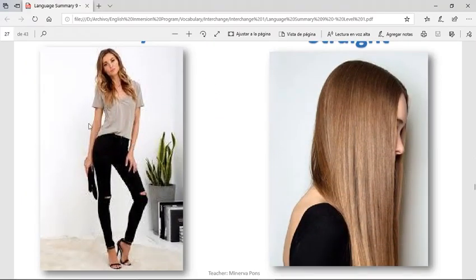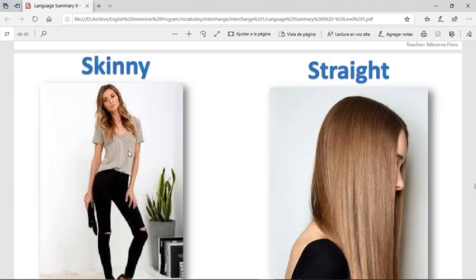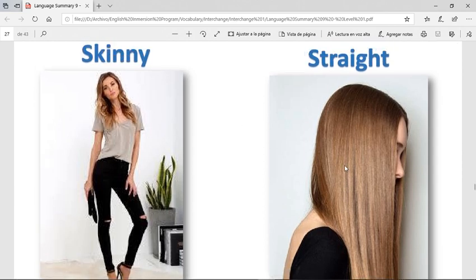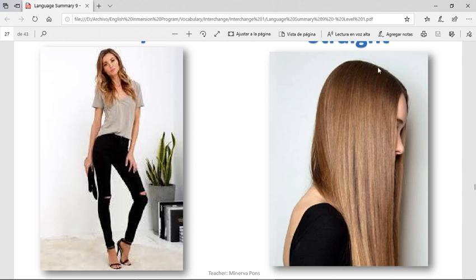Skinny. Skinny is not heavy. It's not a person with a lot of body, like a lot of space in the body. It's just not too much on her body. Skinny. Straight. This is the type of hair that is not curly. There is no other thing, it's straight.